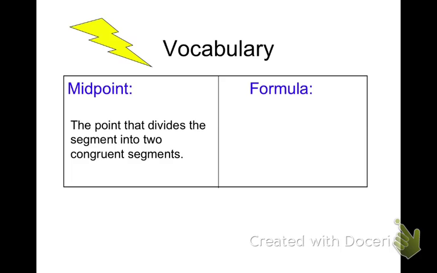Okay, so if I were to think about the middle of something, let's say that this line up here that I am drawing is, I don't know, what does that look like? 3 feet?